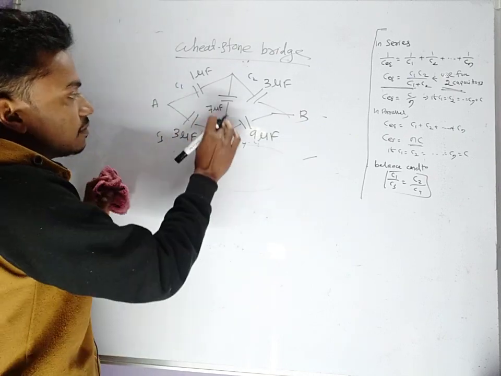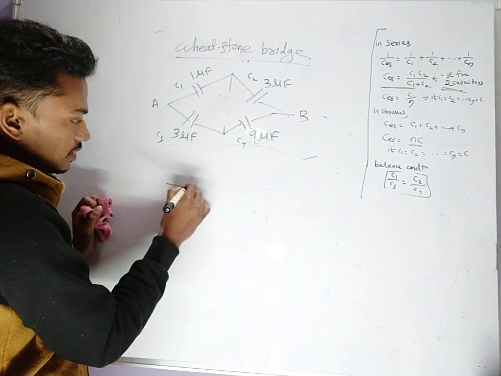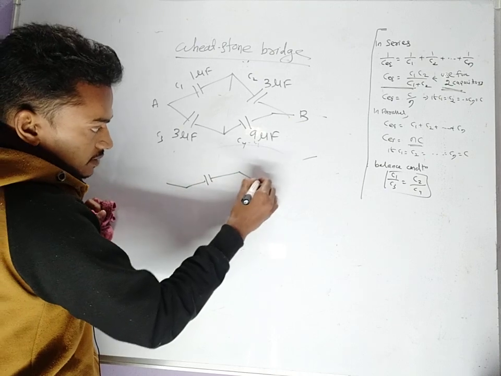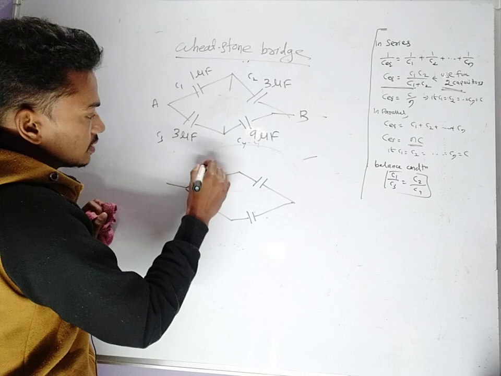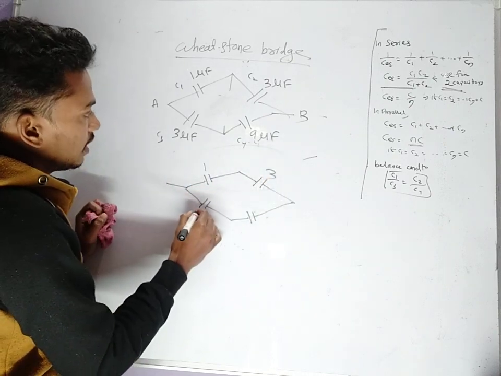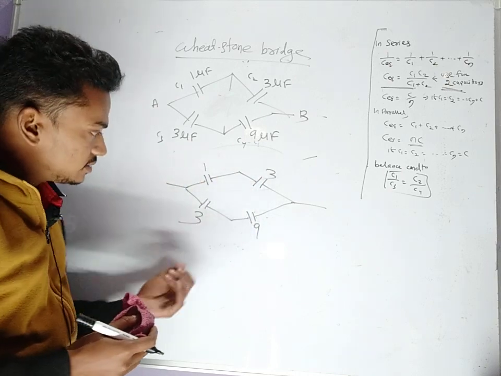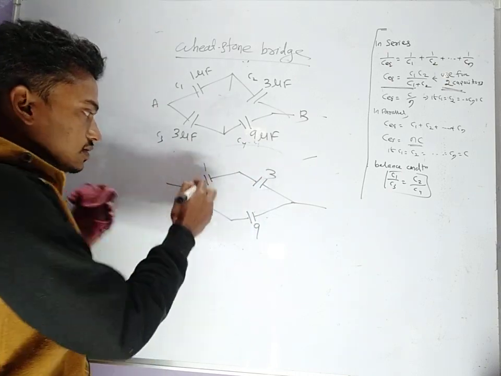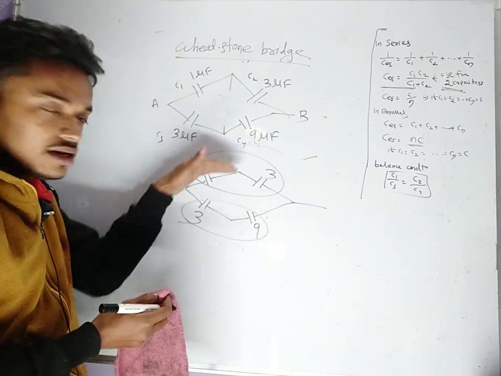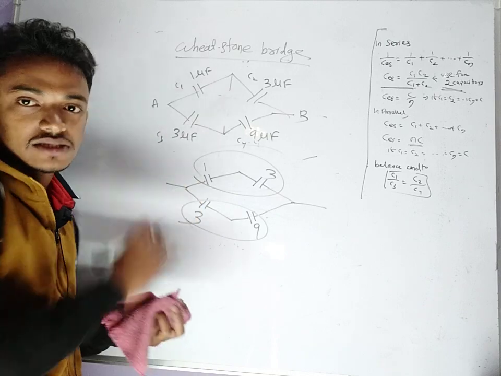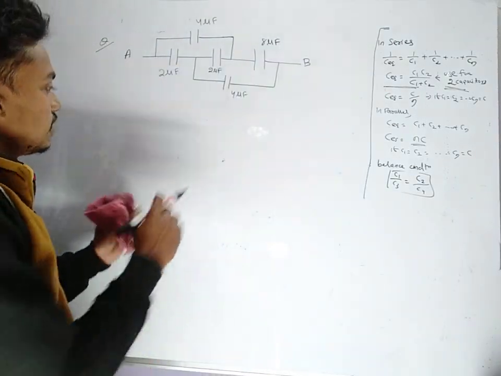So we can remove this. Okay, we can remove this. So its equivalent figure will be like this. Means this is 1, this is 3, and this is 3, and this is 9. So these two are in series and these two are in series. So this is series and this is series, and their two combinations will be in parallel. So we can easily solve this. Okay. Now see this numerical.